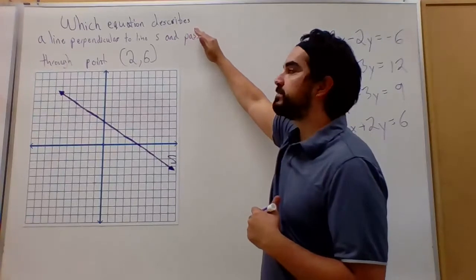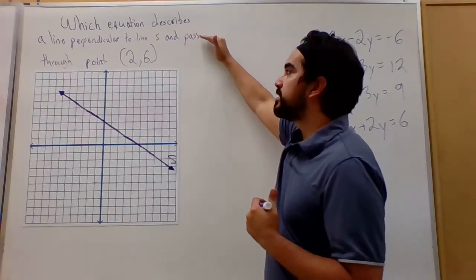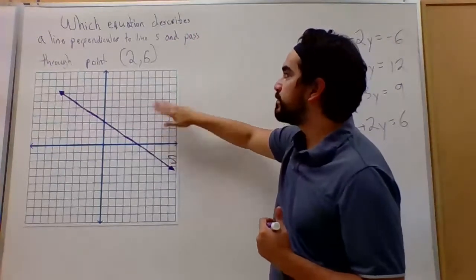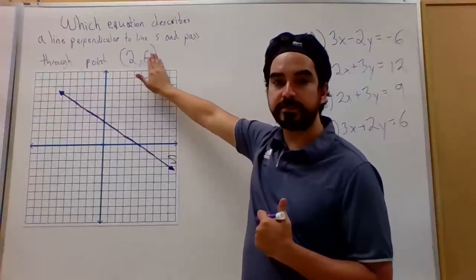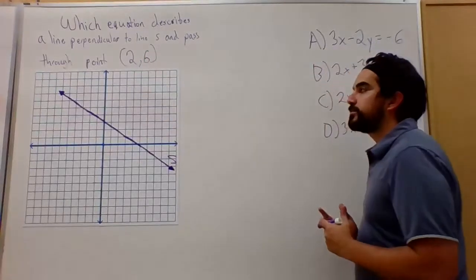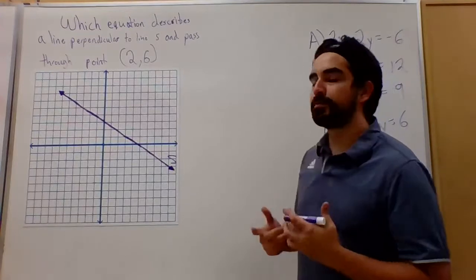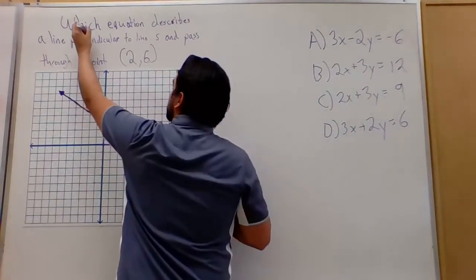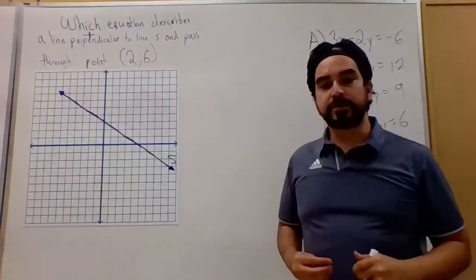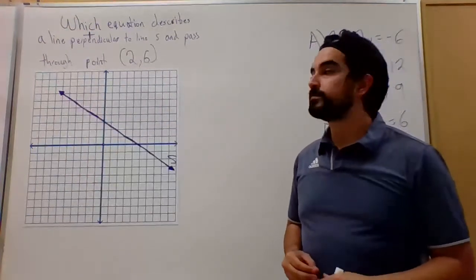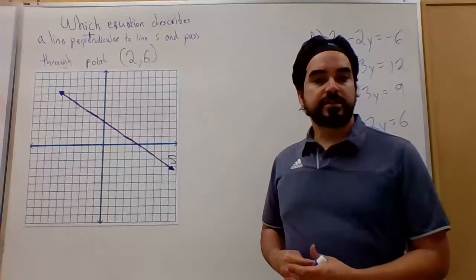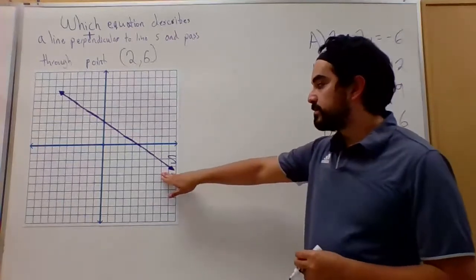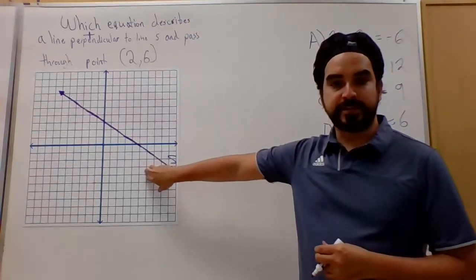Which equation describes the line perpendicular to line S and passes through point (2, 6)? So the first thing that catches my eye is perpendicular. We know perpendicular means 90-degree angles. Before we find a line that's perpendicular, we have to come up with our equation for this line.